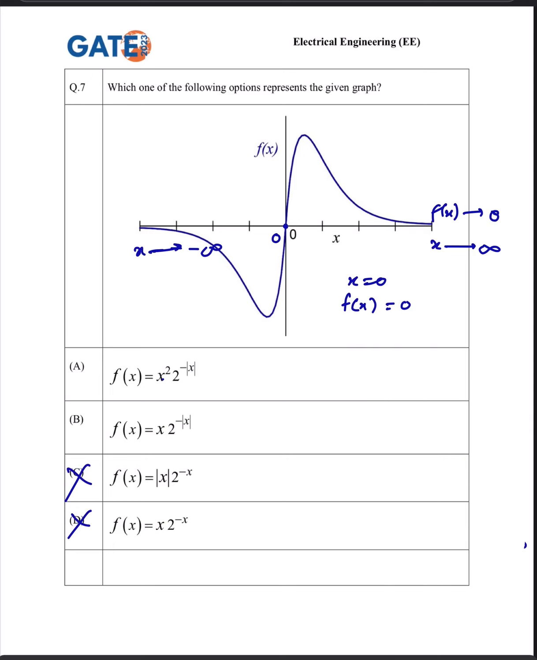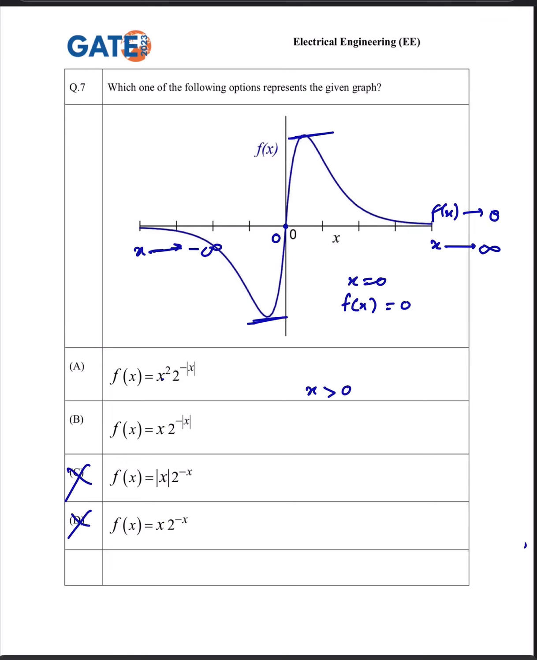Now we see that there are two extremas in the graph. Now we differentiate both A and B to find how many extremas each one of them has. Since B is simpler, we'll try B first.